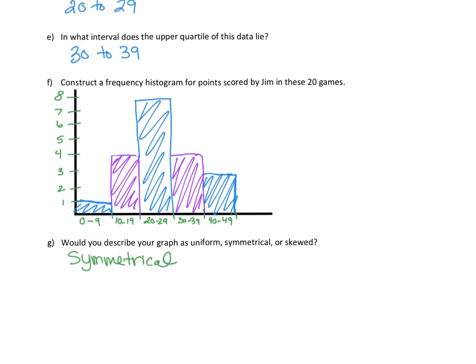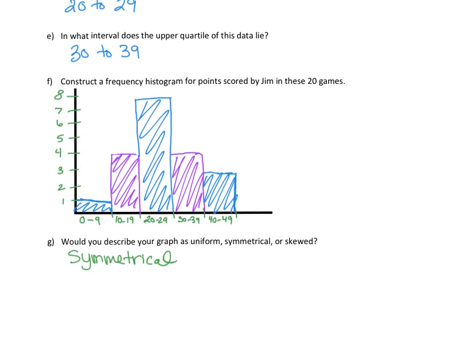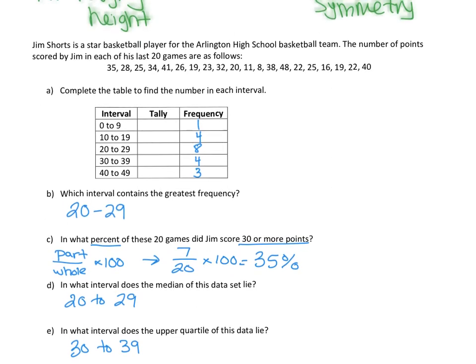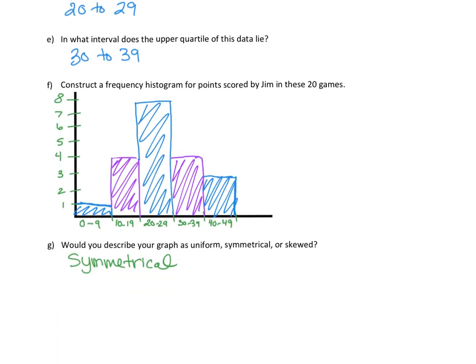So now it asks us to construct a histogram for the frequency table. So I took the intervals that they gave me and I labeled my x-axis with those. And I actually need to finish labeling this. So my x-axis should be labeled with, let's see, points scored, right? Yeah, points scored.